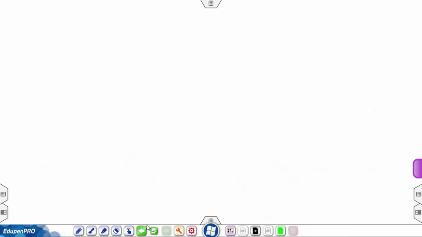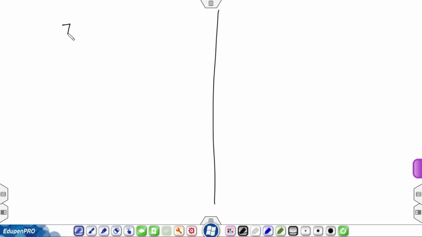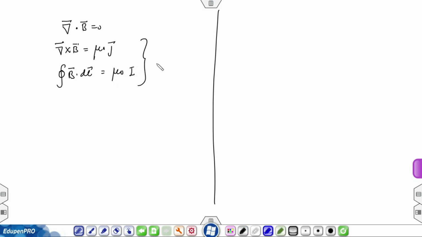So, what we have now is divergence of B is equal to 0, curl of B is equal to mu naught J, and its integral form, closed integral of B dot dl is equal to mu naught I. This is known as Ampere's law. And this is the geometric constraint on B.